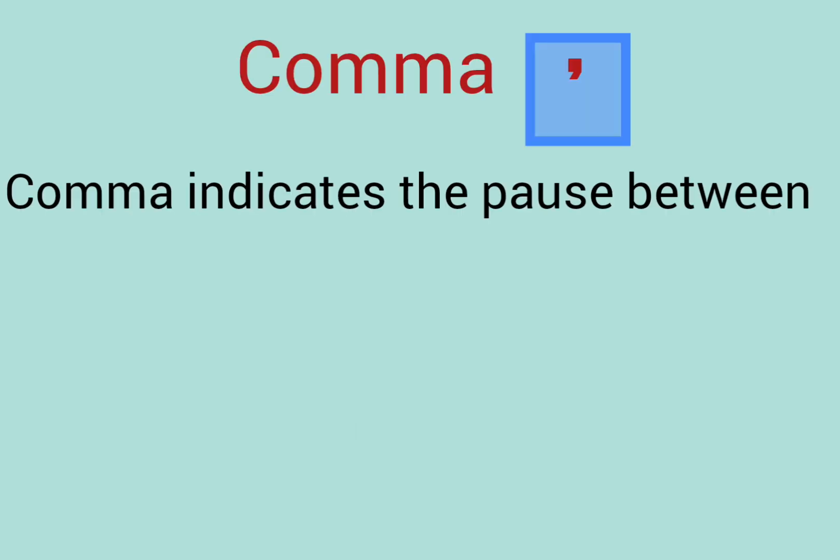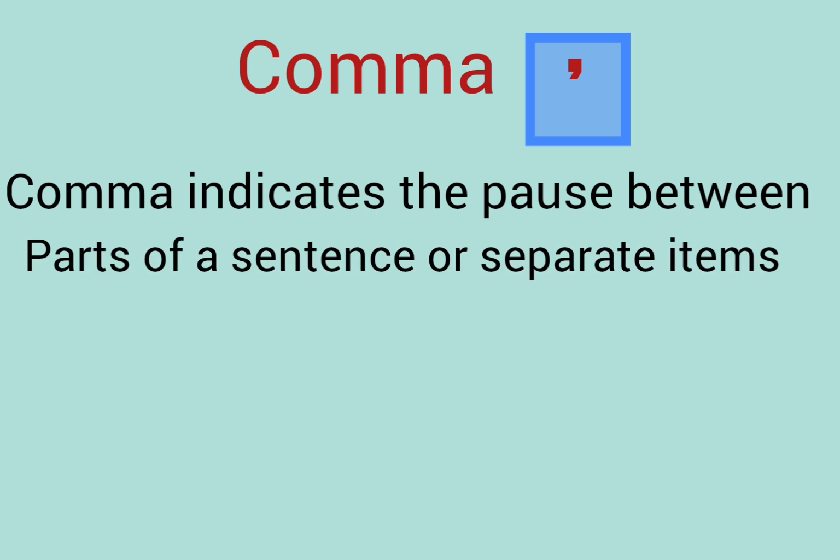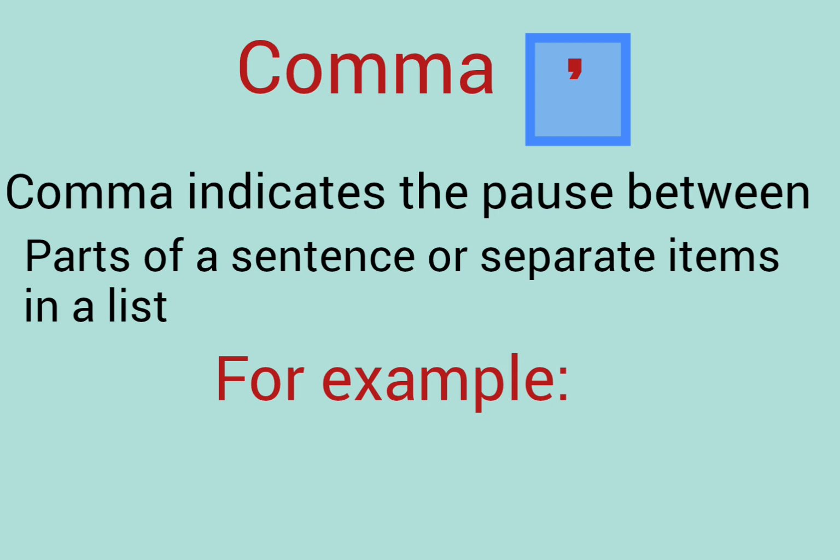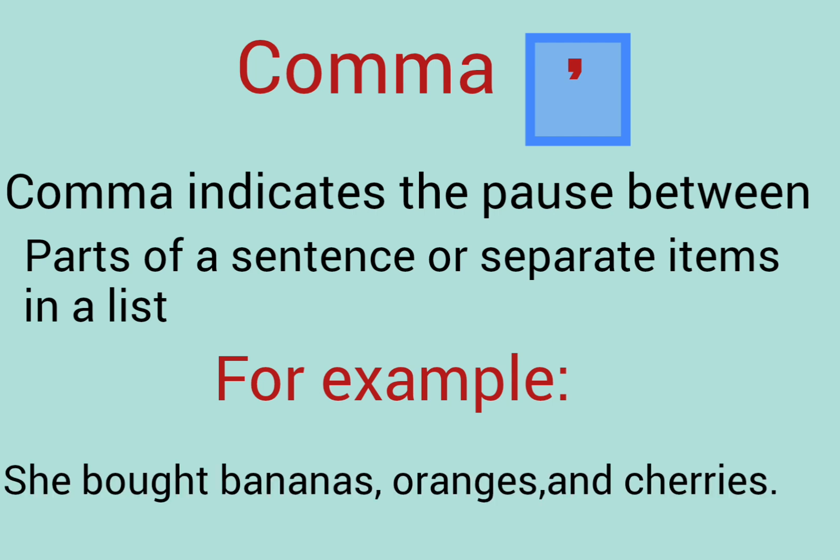Comma. A comma indicates a pause between parts of a sentence or separates items in a list. For example, "She bought bananas, oranges, and cherries." So we separated these items with the help of commas.